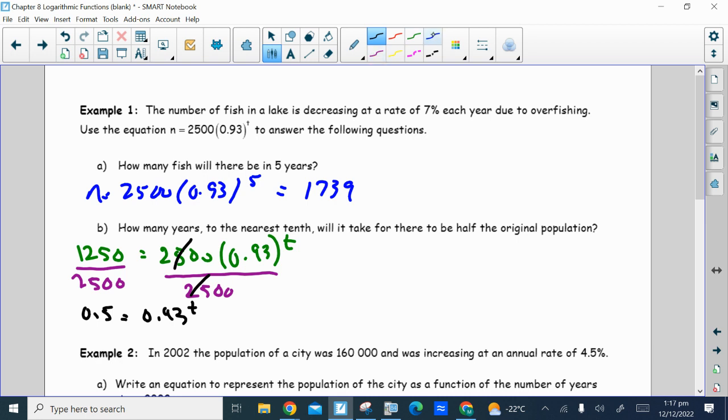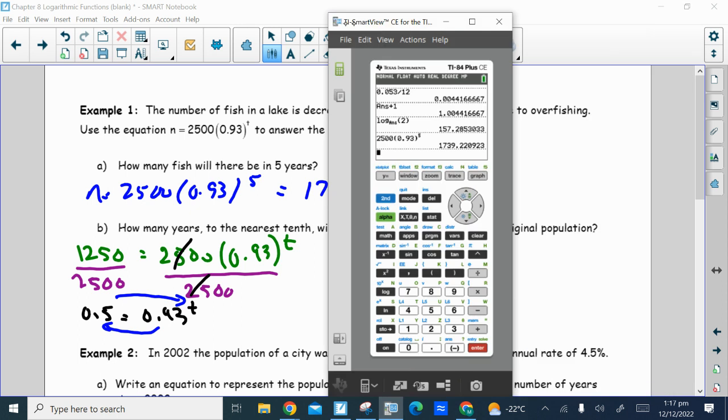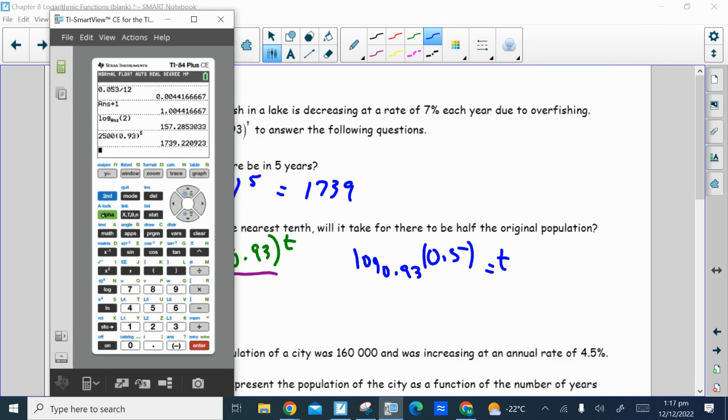And now we will convert from exponential to logarithmic. Start with the base and cycle through. The base of the exponential is 0.93, so that'll be the base of the log. Log base 0.93 of 0.5 has to equal t. So we can use our log function.